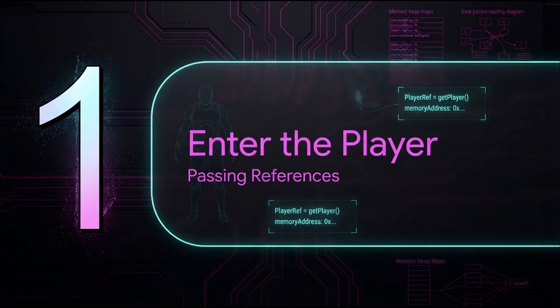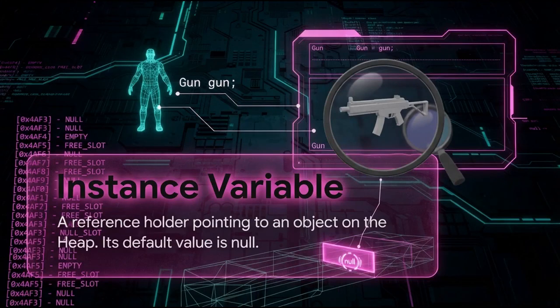Act 2. Enter the player and passing object references. Here's where the real magic of object-oriented architecture happens. To solve our floating gun problem, we're going to build a player class. Inside this player, we declare an instance variable, gun.